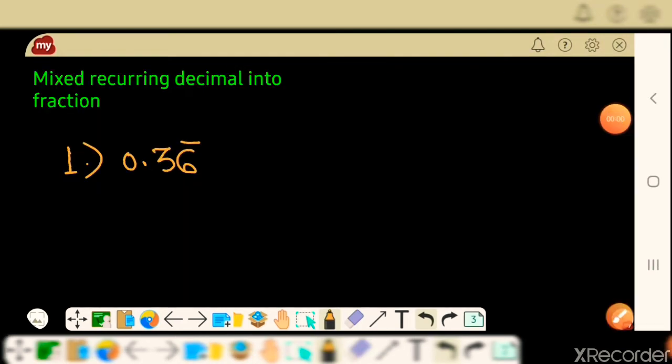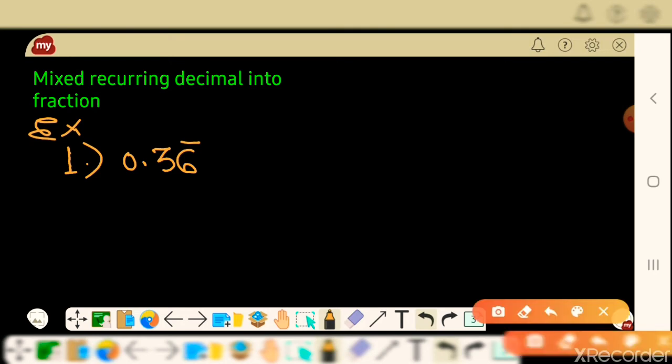Now, how to convert mixed recurring decimal into fraction? It's also easy but a bit different from the previous one. So here I'm having an example, 0.36 and bar on 6 only. Okay, here why is it mixed form? Because here bar is only on 6, not on 3.